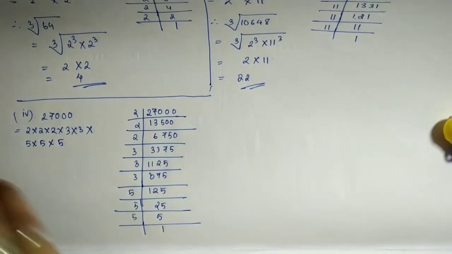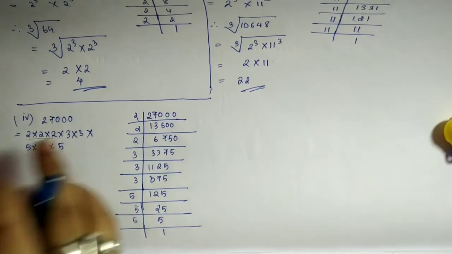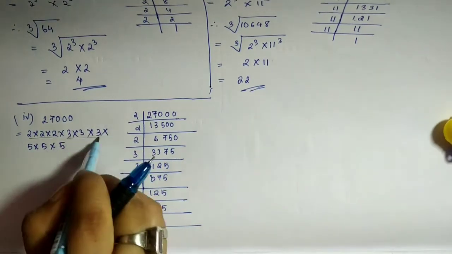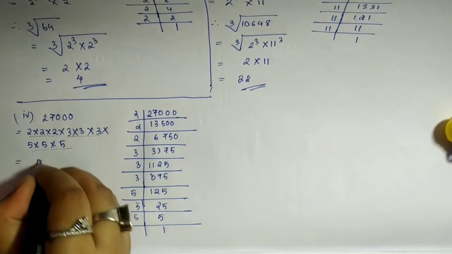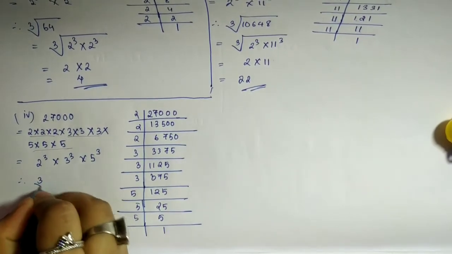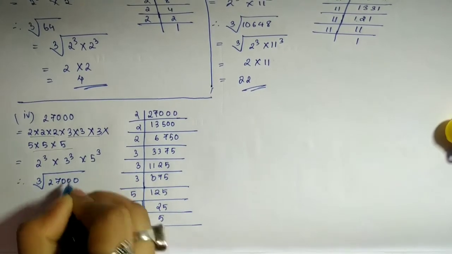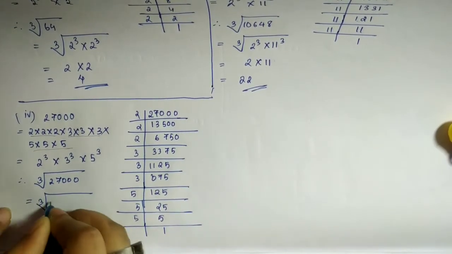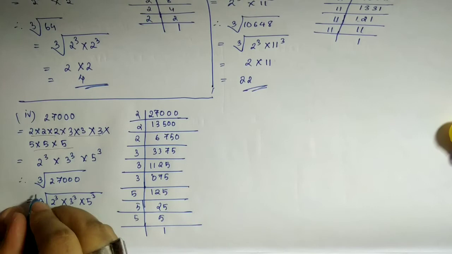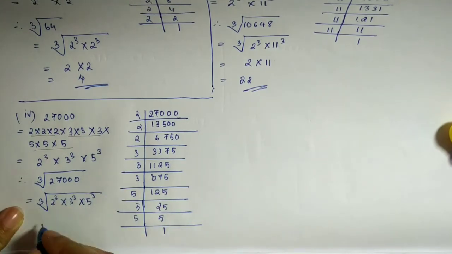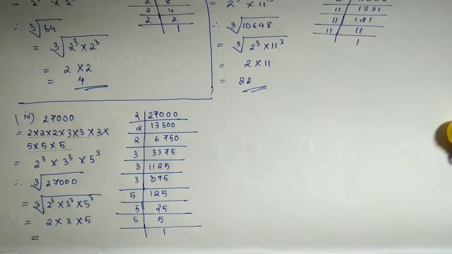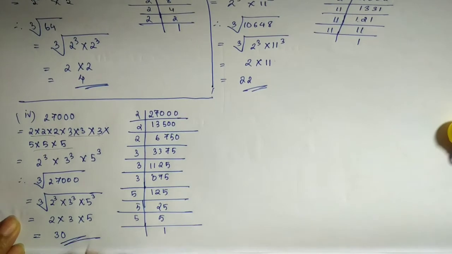So if I again make groups, you can see 3. Sorry, there will be one more 3. 1, 2, 3. Yes. And then 3 and then 5. So it will be 2 cube into 3 cube into 5 cube. Therefore, the cube root of 27,000 will be equal to the cube root of 2 cube into 3 cube into 5 cube. So remember, whenever I remove this cube root sign, the cubes get removed and it remains as 2 into 3 into 5, which is equal to 2 3s are 6, 5 6s are 30. So this is my answer.